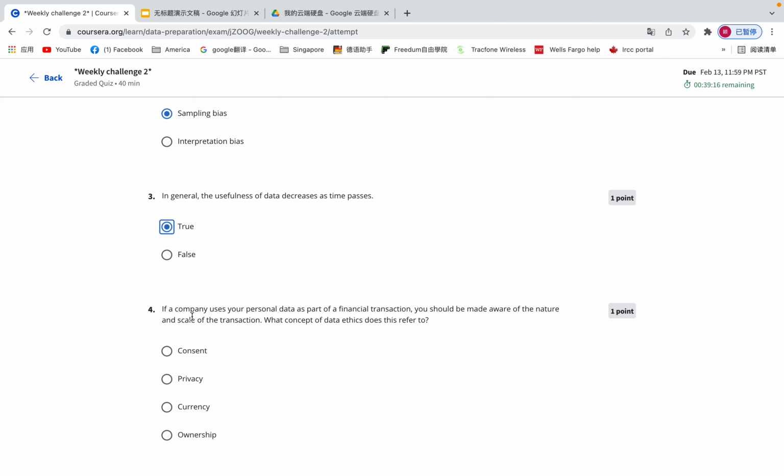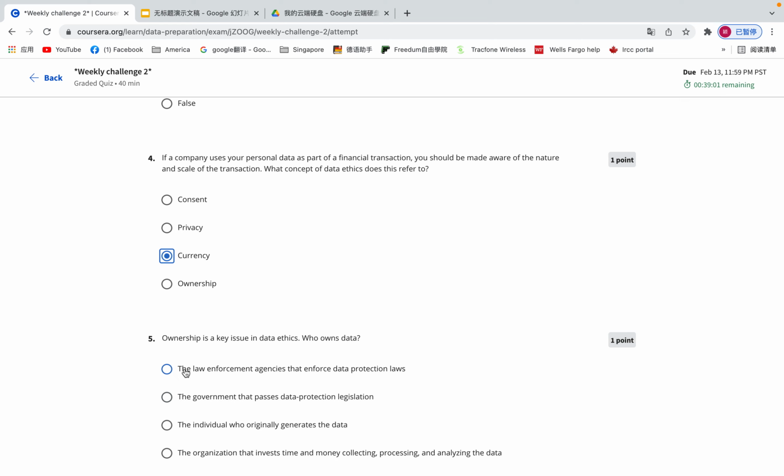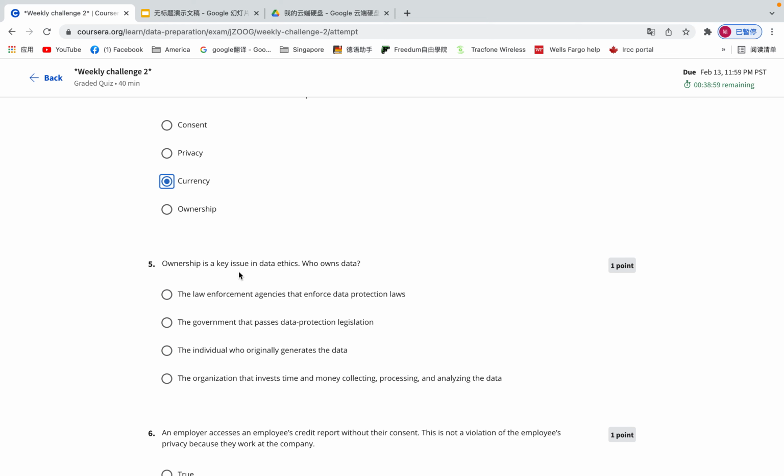If a company uses your personal data as part of a financial transaction, you should be made aware of the nature and scale of the transaction. What concept of data ethics does this refer to? Currency. It's about money. Number 5. Ownership is a key issue in data ethics. Who owns data? The law enforcement agency? No. The government? No. The individual who originally generates data? Yeah.